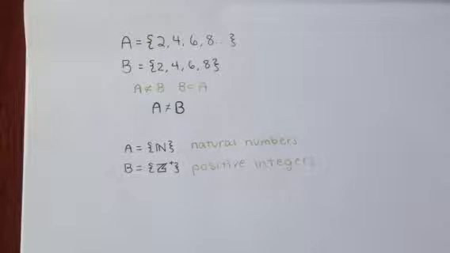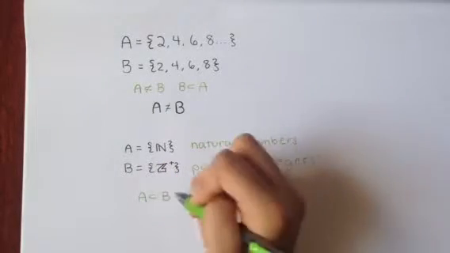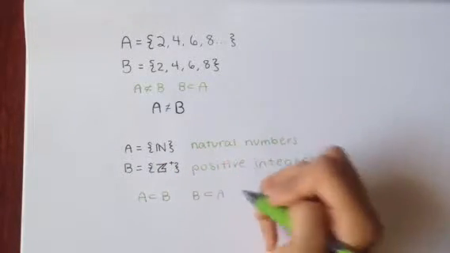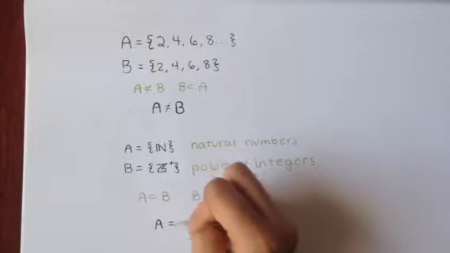So here's another example. These two sets are equivalent because all natural numbers are positive integers and all positive integers are natural numbers. Since the two sets are subsets of each other, they are equivalent to each other. A equals B.